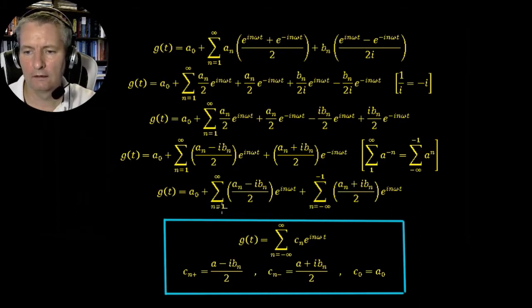We then note that we can represent this term here and this term here by a single term called Cn. So we have g of t equals the sum from n equals minus infinity to infinity of Cn e to the i n omega t, where Cn, whenever n is a positive value, is equal to a minus i bn upon 2, and Cn, when n is a negative value, is a plus i bn upon 2, and C0 equals a0.